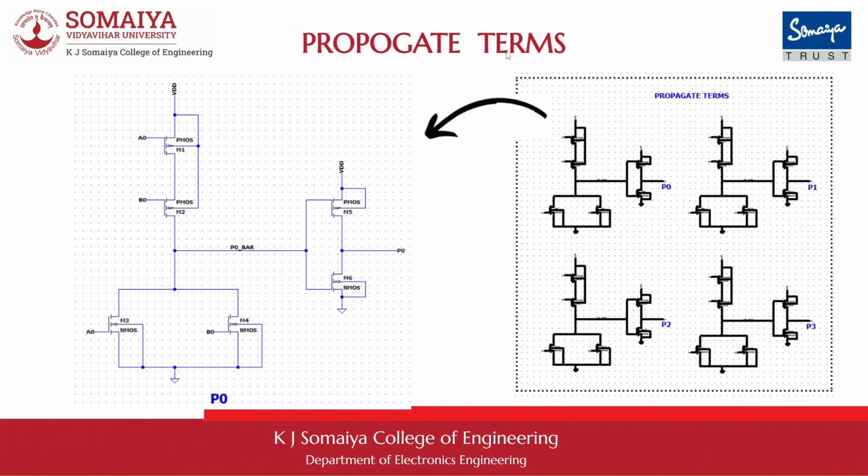Similarly, for the propagate terms, we have also used static CMOS logic. We have implemented the pull down network using a basic OR gate and the pull up network using a basic AND gate, and connected an inverter at the output.